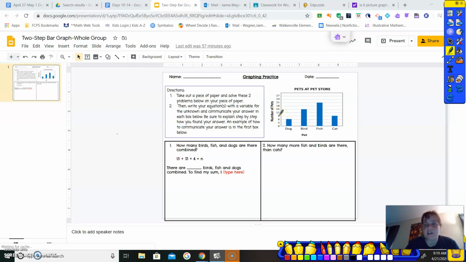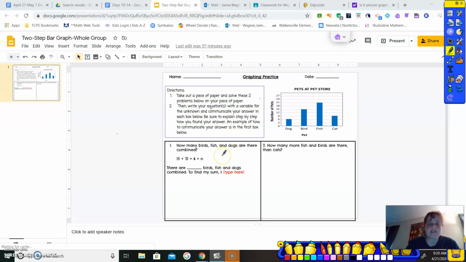So now that we've taken a look at the graph, let's take a look at the directions. The directions say, take out a piece of paper and solve these two problems below on your piece of paper. Then write your equation with a variable for the unknown and communicate your answer at each box below. Be sure to explain step by step how you found your answer. An example of how to communicate your answer is in the first box below.